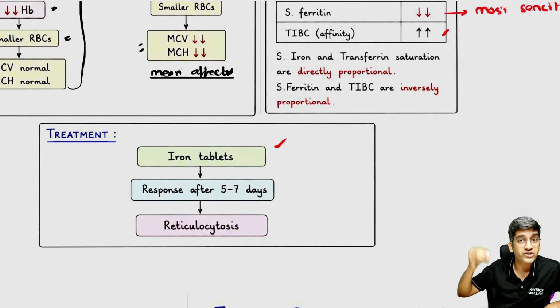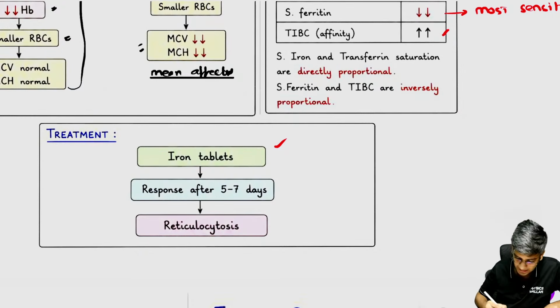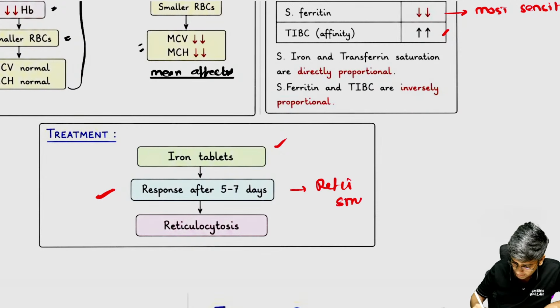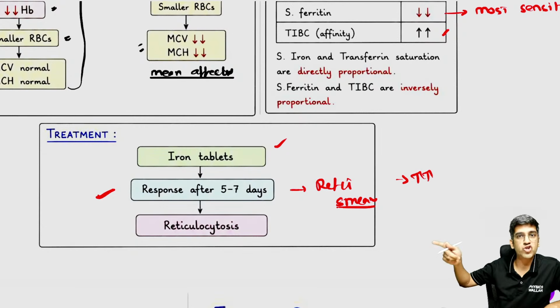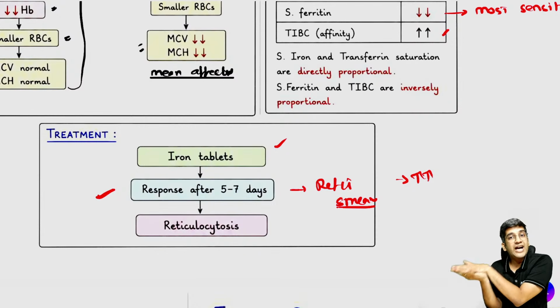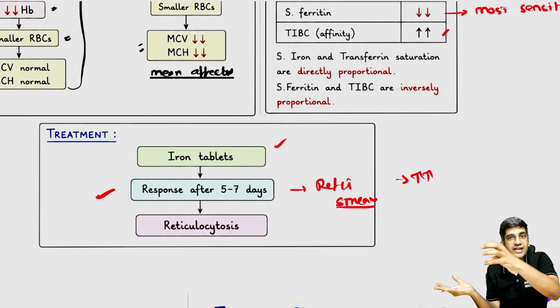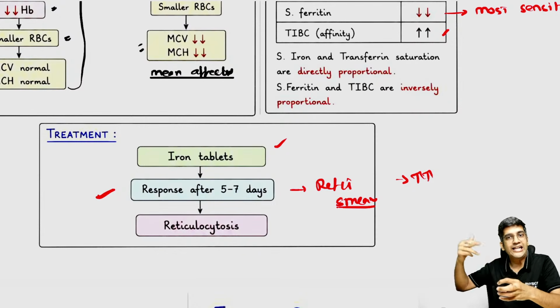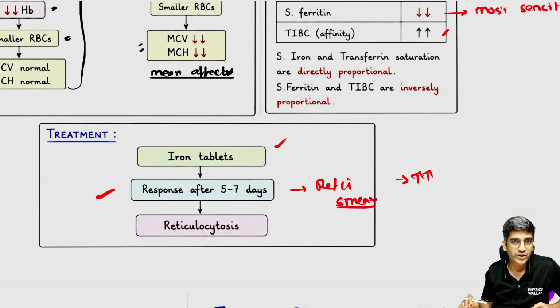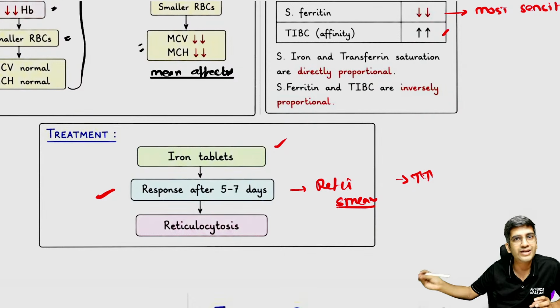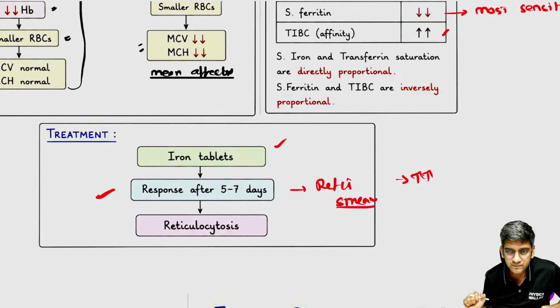How do you know the response? This has to be there in the exam, right? Response should be seen after 6 to 7 months. Do a retic smear. If the retic count increases, which means there is a good response because my bone marrow is hypoproliferative. I gave iron, bone marrow took the iron, divided and produced reticulocytosis, right? A very classical response because hemoglobin will take 1 month to increase. This will be just in 1 week, I'll be able to know the response, fine?